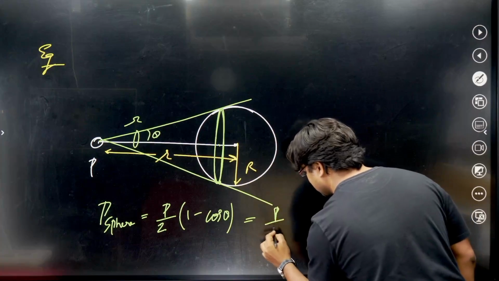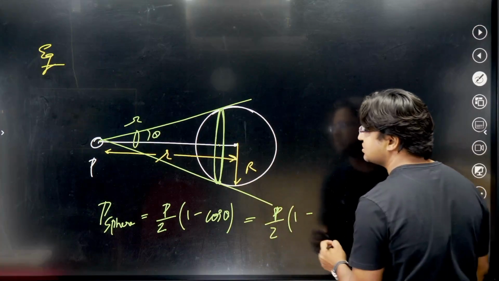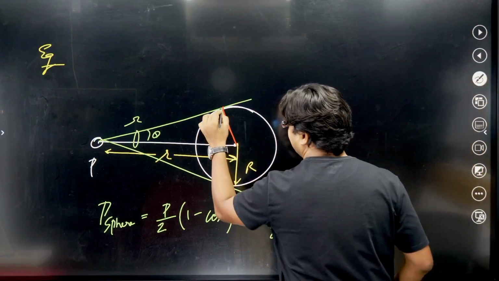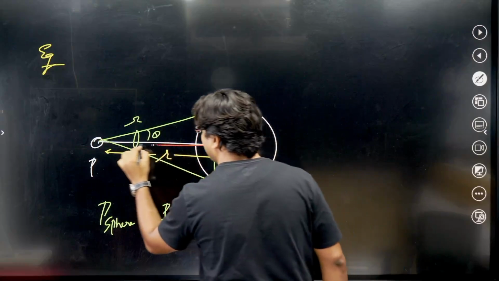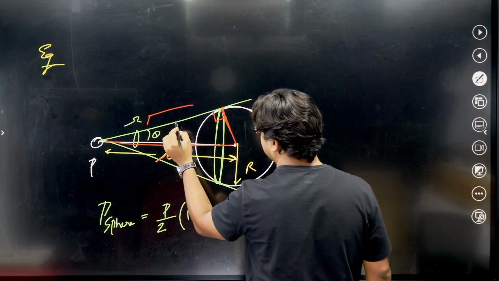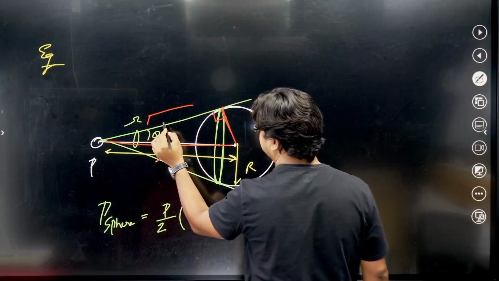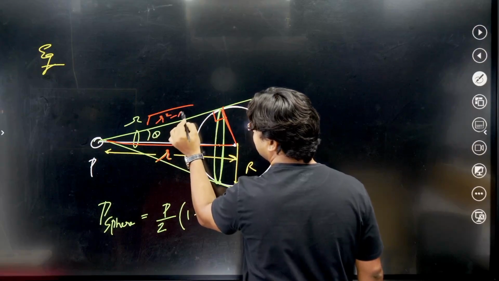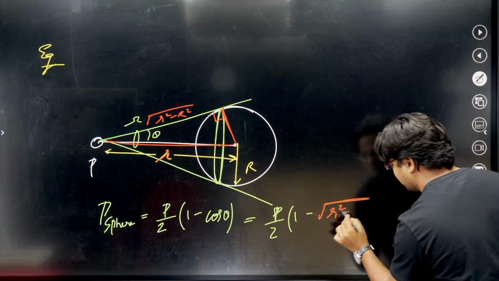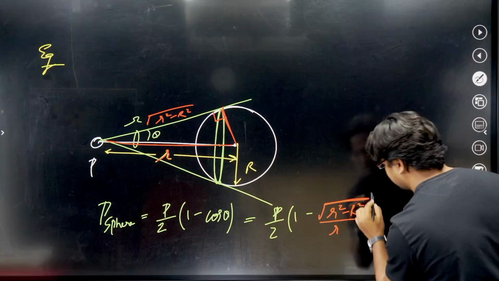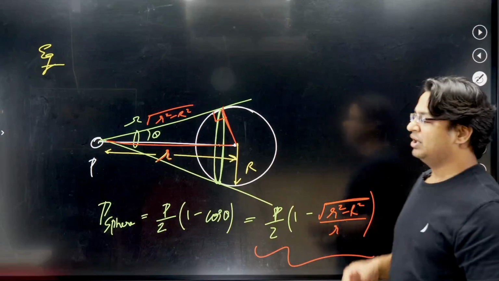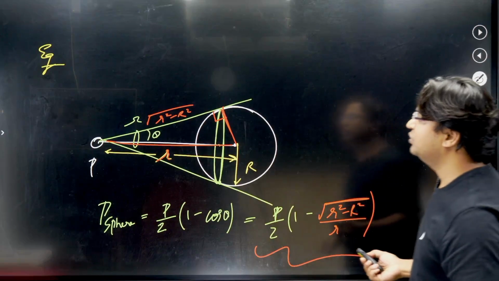And now notice how cos theta would be written. It would be 1 minus, this time, notice that this angle is 90 degrees, so R becomes the hypotenuse, and this is capital R. So the base is root of R square minus capital R square, divided by R. So this will be the power received by the sphere. I hope you understand this part, everyone. Now you can practice it.